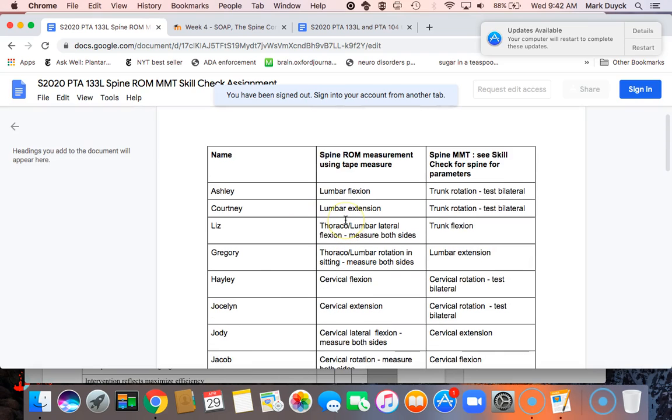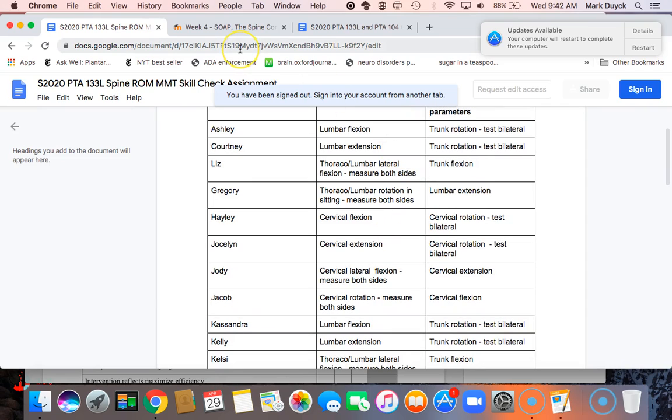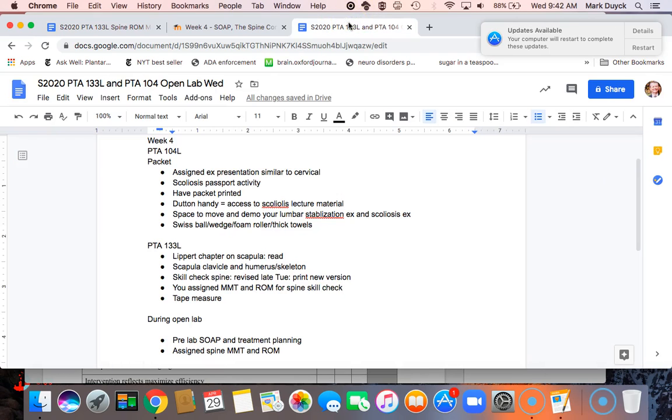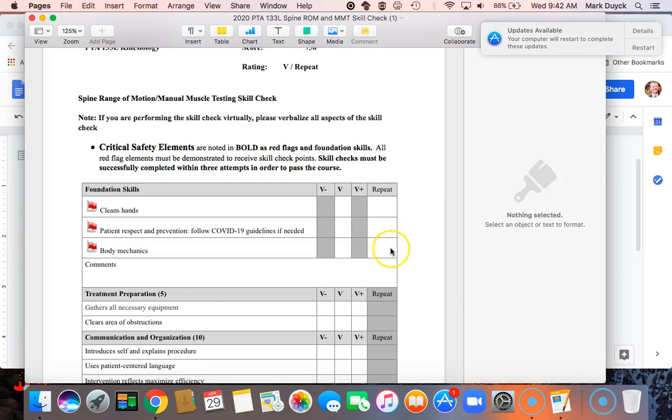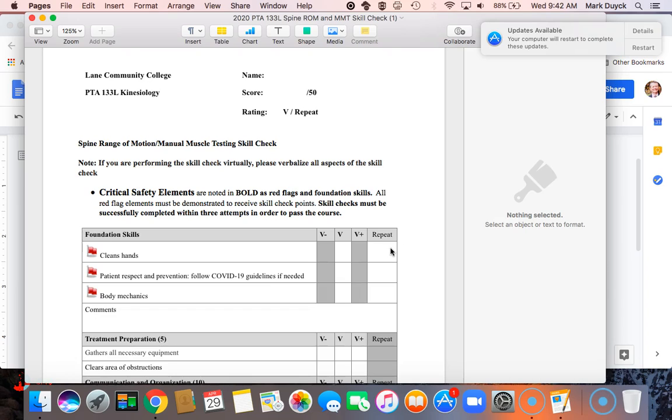So this is nothing new. We're not asking you to find goniometers, inclinometers. You're using a tape measure, which is what we practice, and then doing the MMT, which is what we practice. And again, there's a logical sequence with these. So I want to look at the skill check sheet, because I think there have been some changes based on the reality that we are not doing 4s and 5s on the cervical spine for MMT.